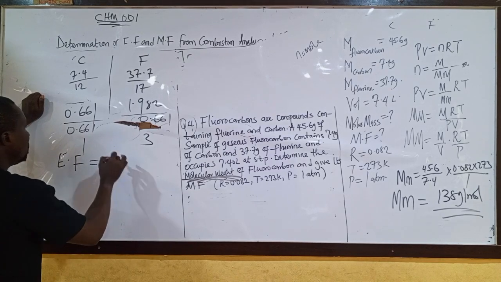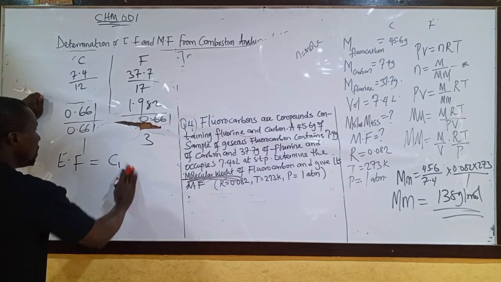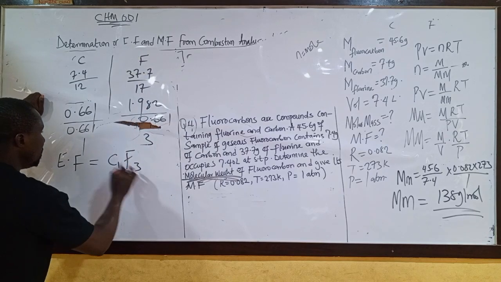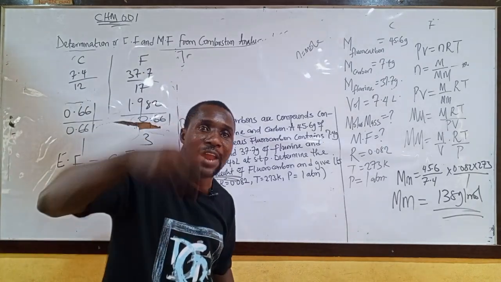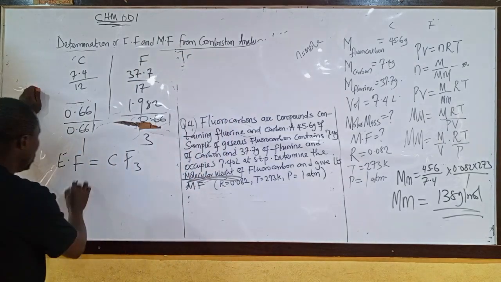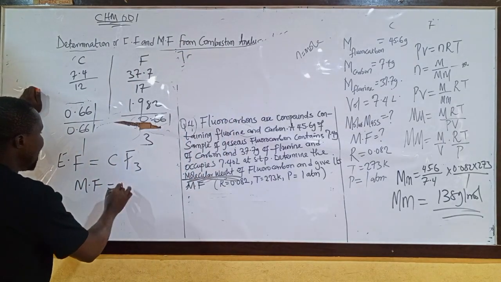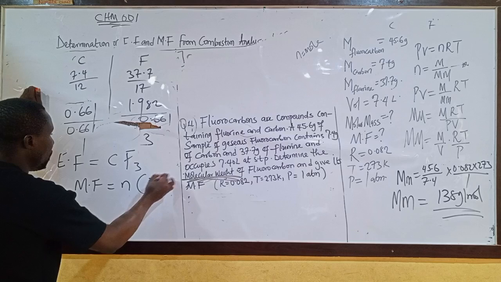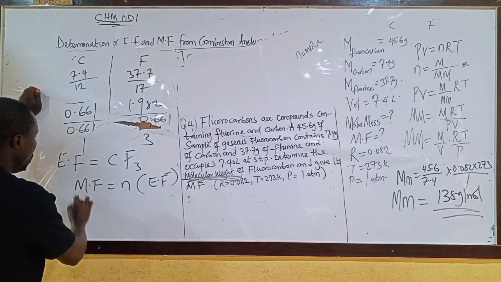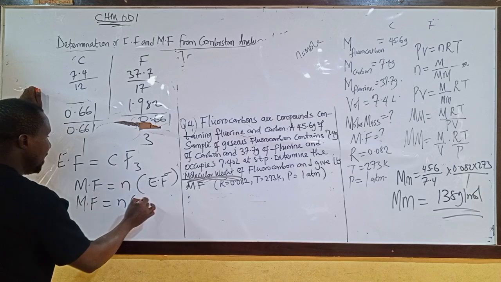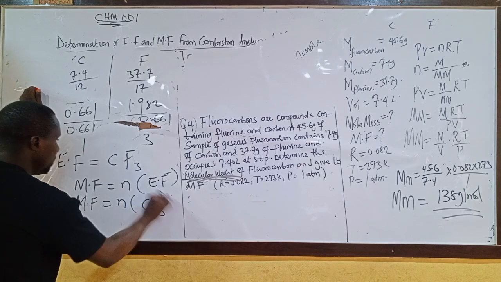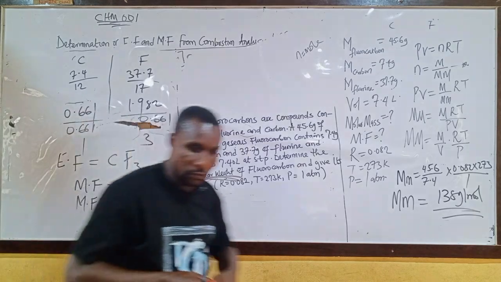Carbon is what? 1. Fluorine is what? 3. That is the empirical formula. But the question says find the what? Molecular formula. And how do you get that? Molecular formula is N into what? Empirical formula. Take note. Therefore, molecular formula equals N times the empirical formula, which here is CF3. Take note.